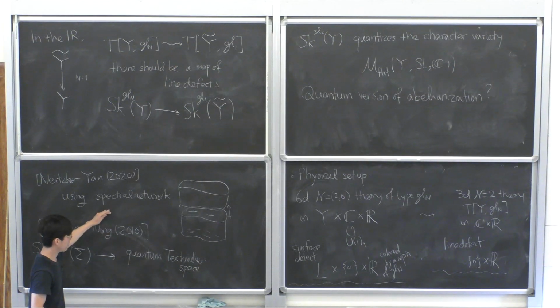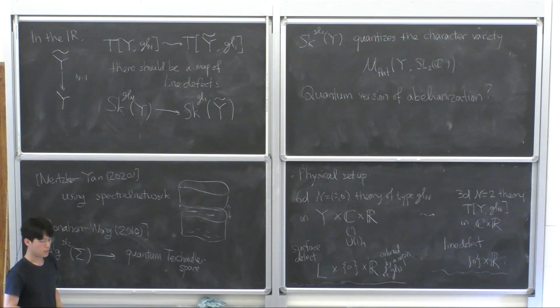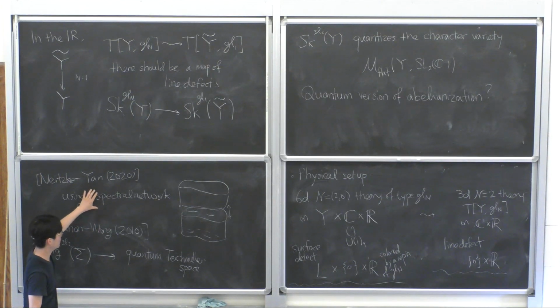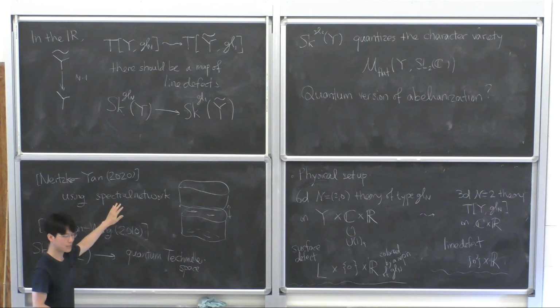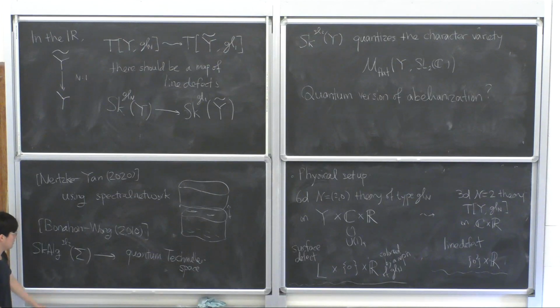Anyway, there seem to be at least two different approaches to abelianization of Skein modules. There is a story of abelianization of Skein modules using three-dimensional spectral networks and counting holomorphic curves, etc. But that's not going to be the topic of this talk. I'm going to focus on a generalization of this map of Bonahon and Wong to three-manifolds in this talk.